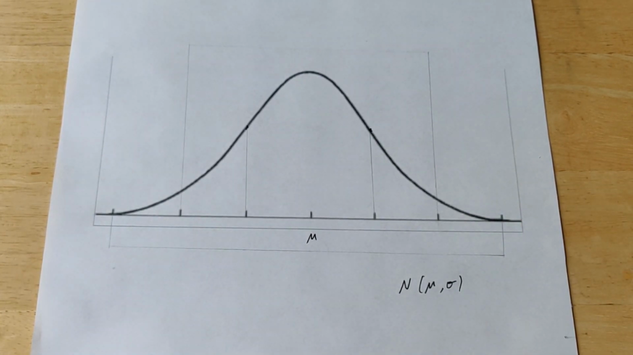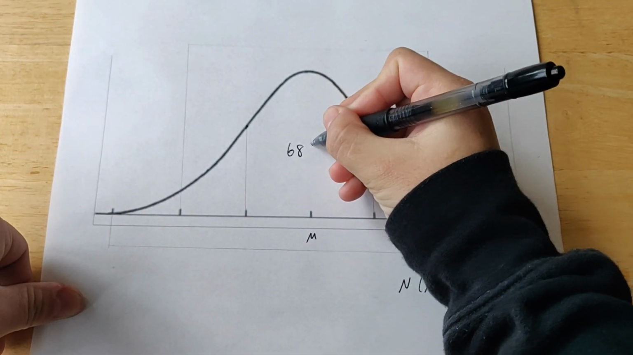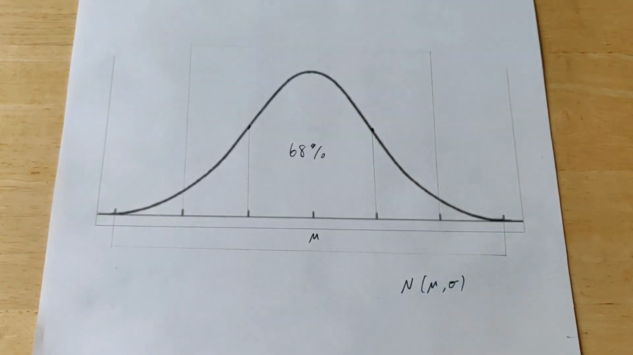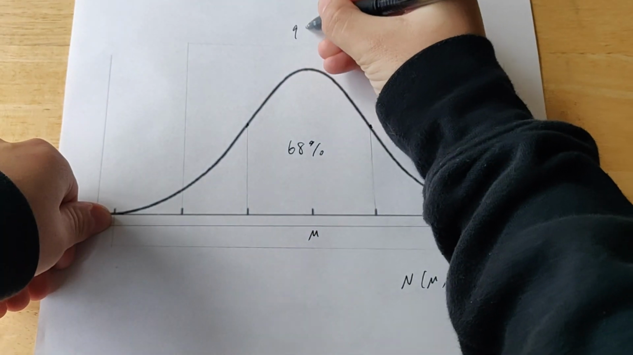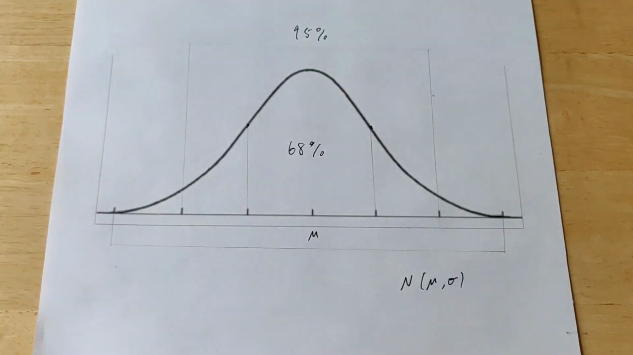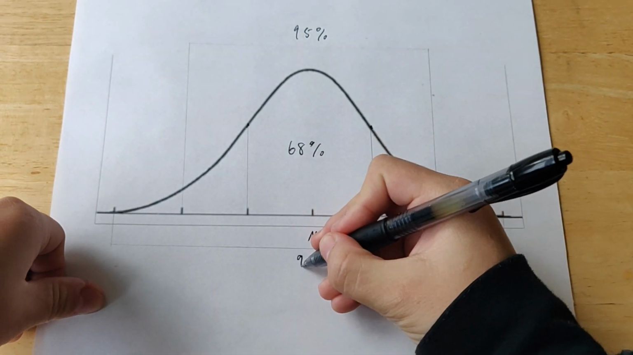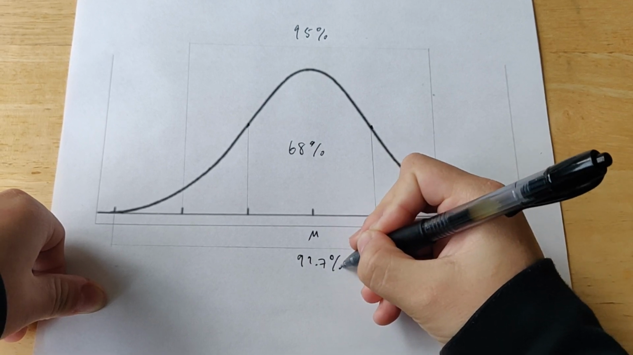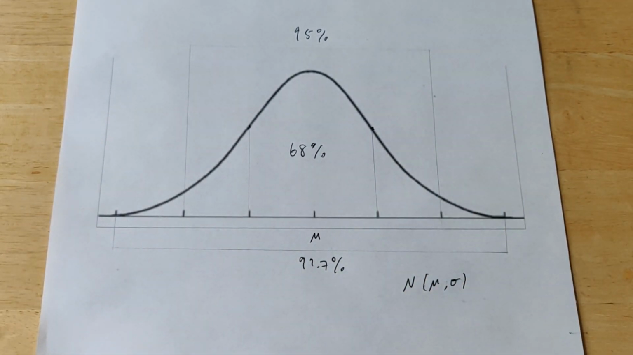In a normal distribution with mean mu and standard deviation sigma, approximately 68% of the observations fall within one standard deviation of the mean. Approximately 95% of the observations fall within two standard deviations of the mean. And approximately 99.7% of the observations fall within three standard deviations of the mean. This is called the empirical rule.